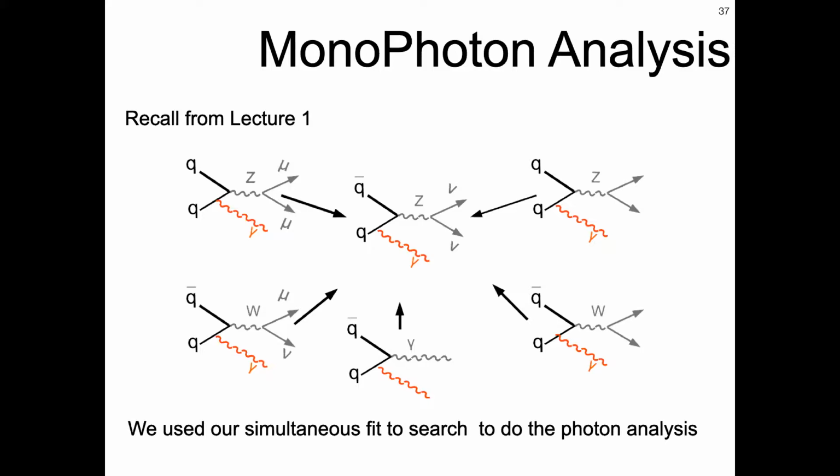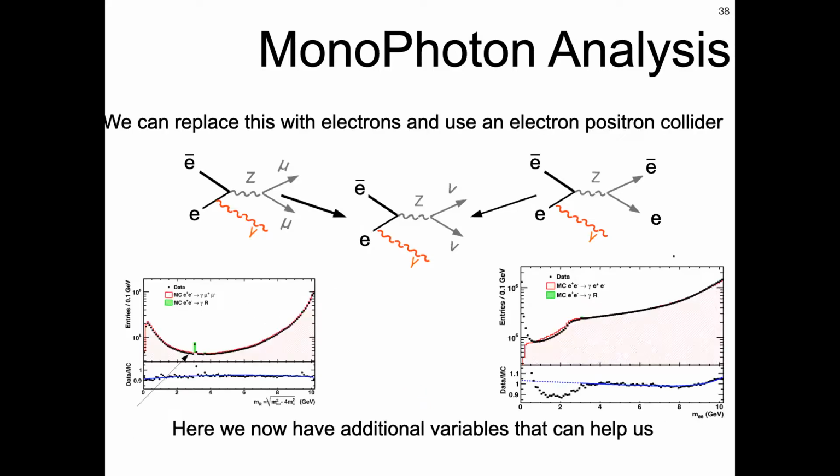If you recall from the first lecture, we made this scheme of simultaneous control regions to constrain the Z to neutrino background. Well, the monophoton analysis, like you did at the LHC, you can do the same thing. And in fact, it's done this way. It's done by constraining the Z to mu mu process and Z to electron electron process with the photon ISR. And then you can use this to constrain the invisible decays.